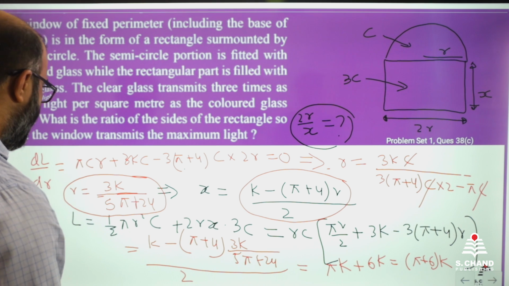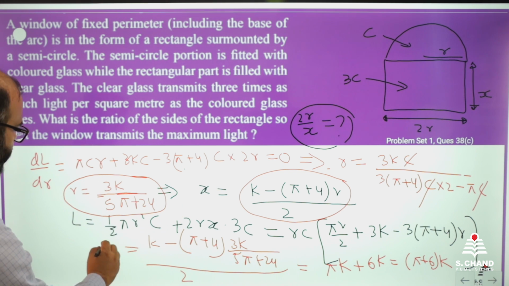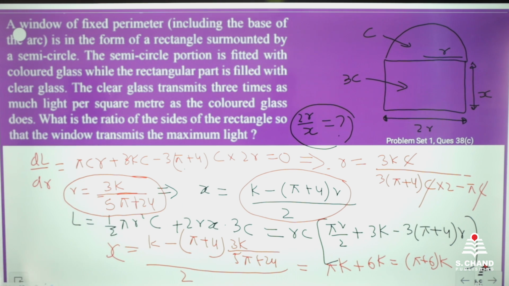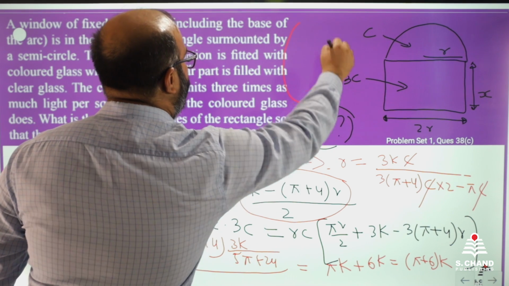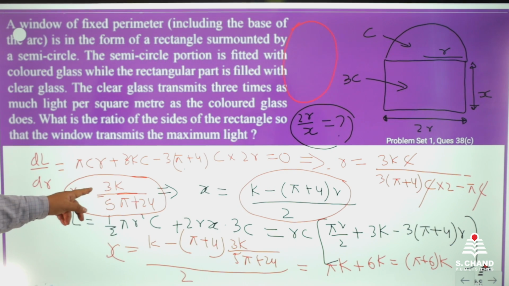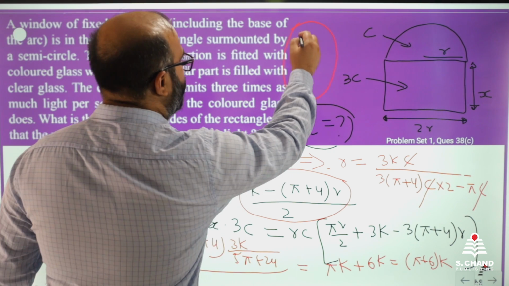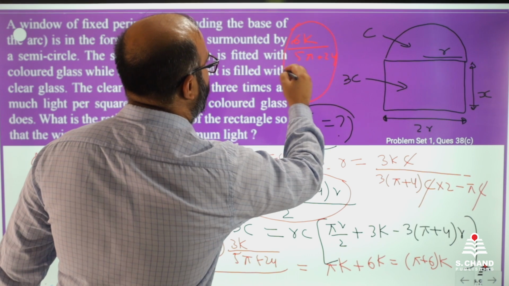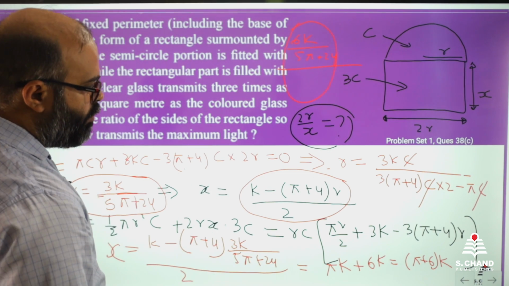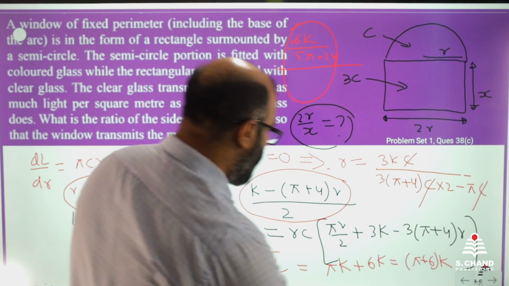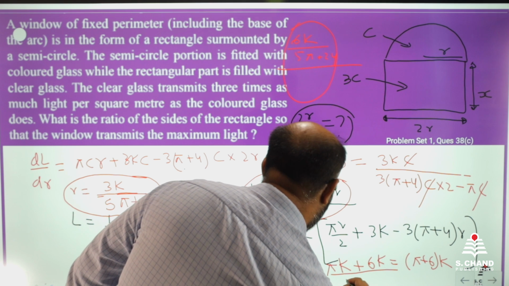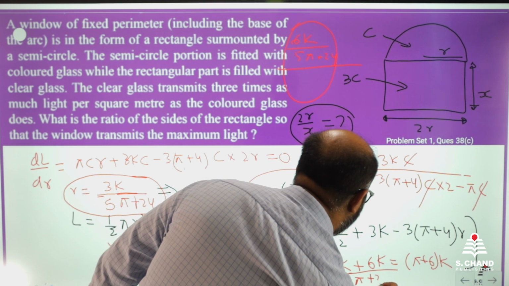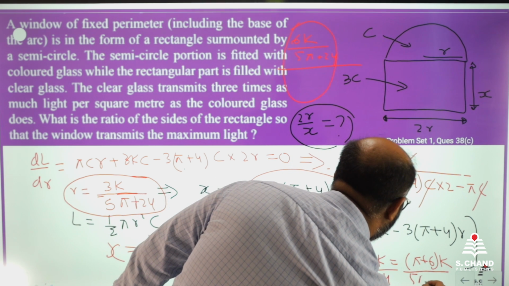This is actually x. Now the ratio 2r by x will become 6k by (5 pi plus 24) upon (pi plus 6)k by (5 pi plus 24), where 5 pi plus 24 is there, of course, in the denominator.